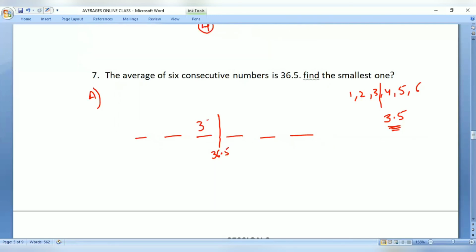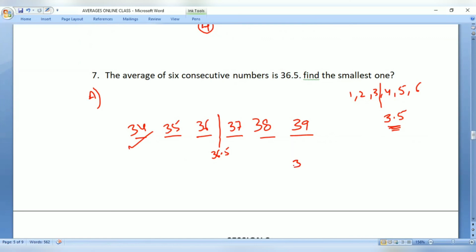That means this value is 36. This value is 37. This value is 38. This value is 39. This is 35. This is 34. So what is the question? Find the smallest one. The answer is 34.